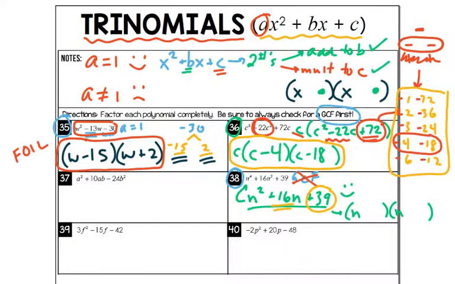Did you think of it? There's not many numbers that multiply to give you 39. And your middle term is positive, so I know my two answers are going to be positive and positive. Did you find 13 and 3? That's what I got to. 13 times 3 is 39, and 13 plus 3 is 16.